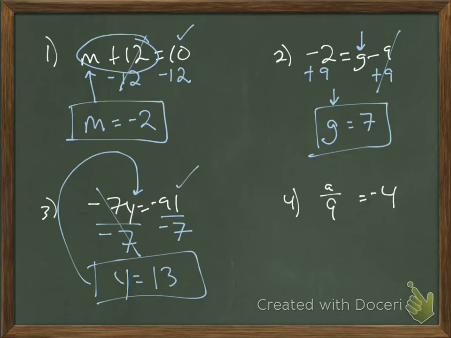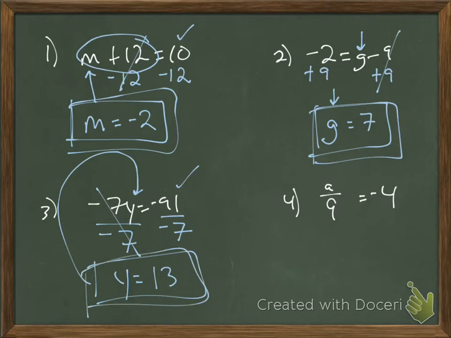Also, there's a lot of stuff going on in work. I want to point out I'm boxing answers. That helps my eyes go to it when I'm done, okay? All right, number 4. I've got to divide by 9. How am I going to undo dividing by 9?